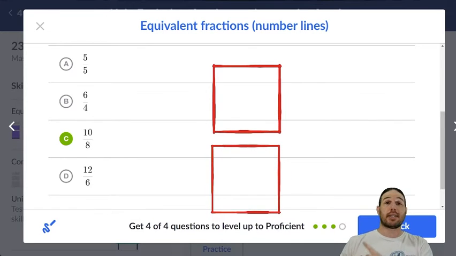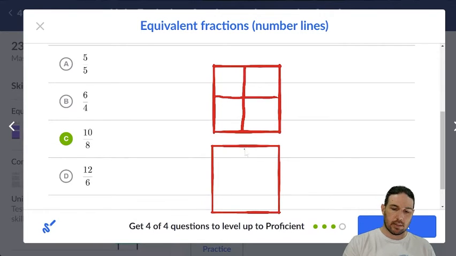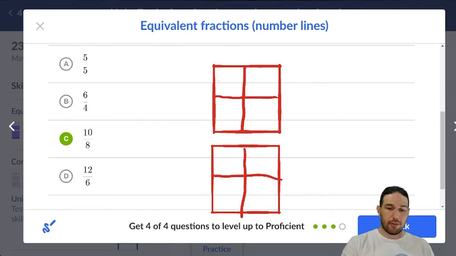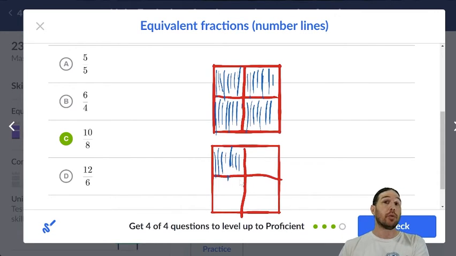If I have 2 boxes that are the same size, I cut them each into 4 pieces, and I highlight 5 of those fourths. So 1, 2, 3, 4, 5. Yep. And if instead I wanted those fourths to be eighths instead of fourths, I want to cut each square into 8 instead of into 4, well, I would just take each fourth and cut it in half.